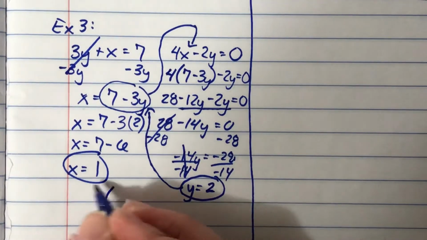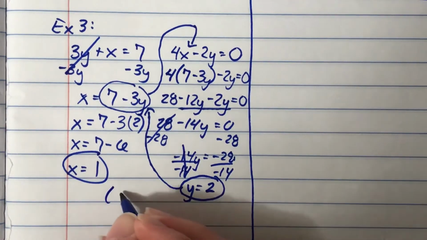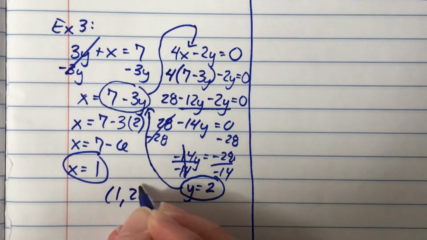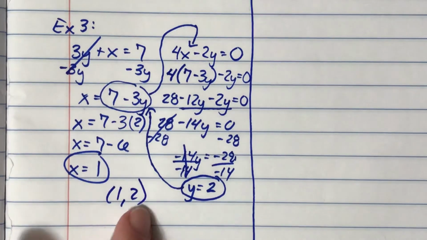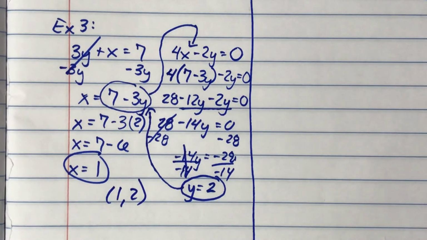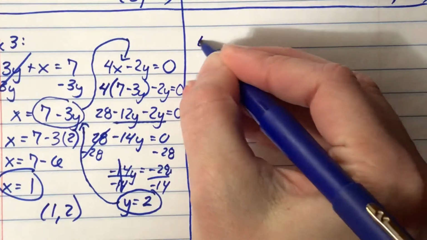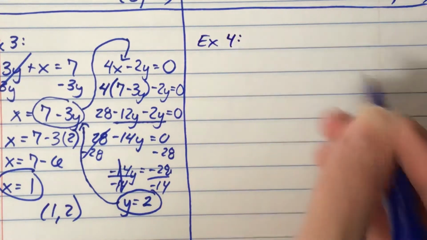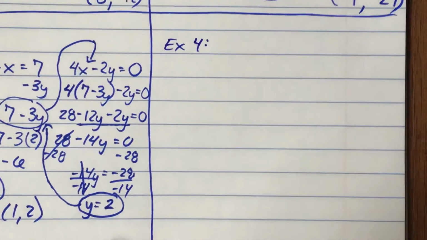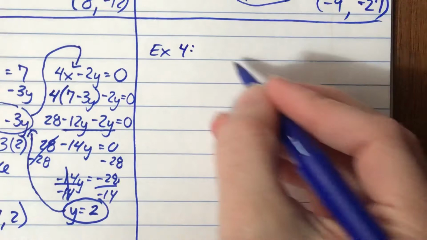And again, you could write this either as x is equal to 1, y is equal to 2, or (1, 2) as an ordered pair, remembering that x always goes first. All right. Let's look at our fourth example. Example number 4. We have to go into the back of this to finish up examples 5 and 6. All right, so example number 4 is going to look like this.